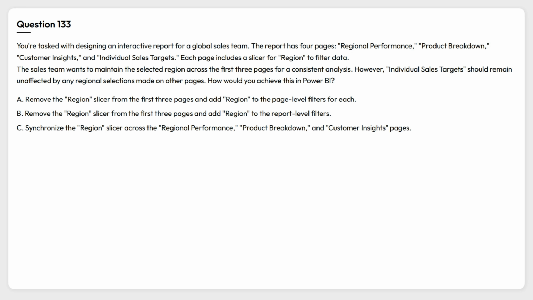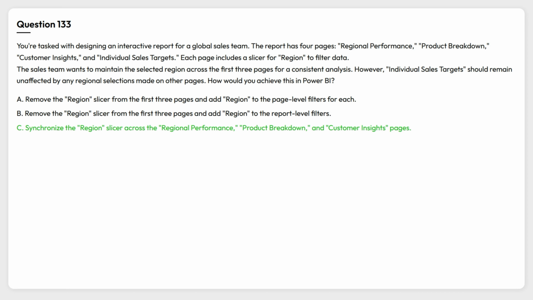Option A. Remove the region slicer from the first 3 pages and add region to the page level filters for each. Option B. Remove the region slicer from the first 3 pages and add region to the report level filters. Option C. Synchronize the region slicer across the regional performance, product breakdown, and customer insight pages.